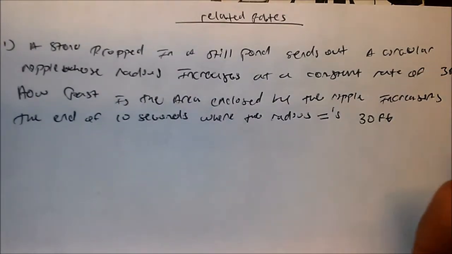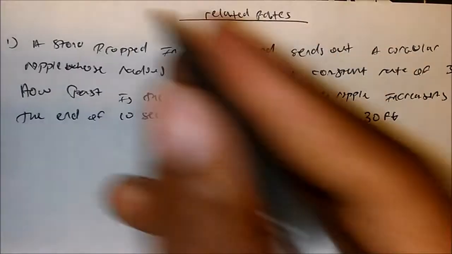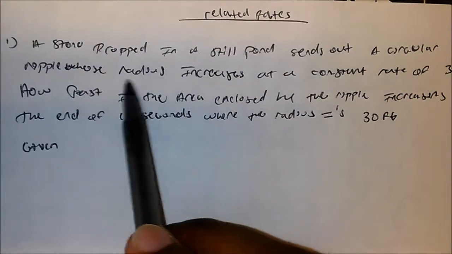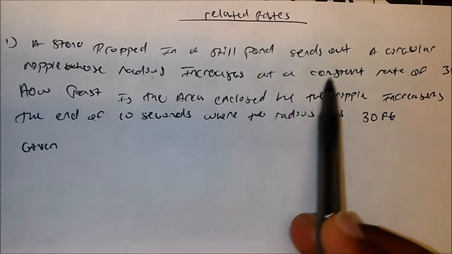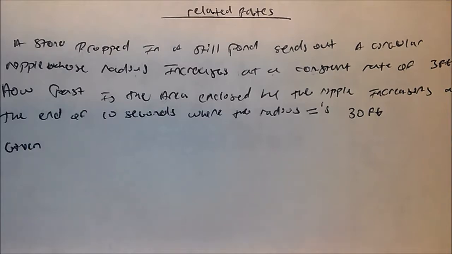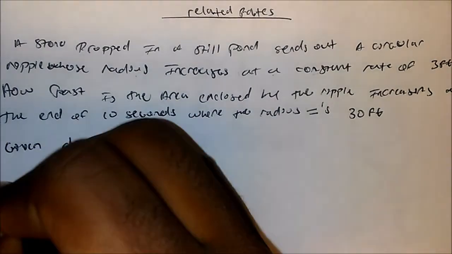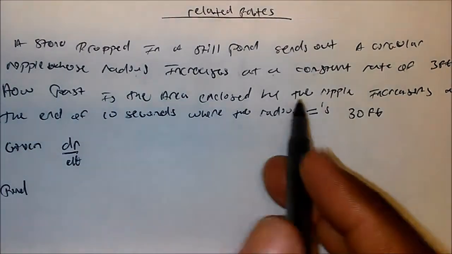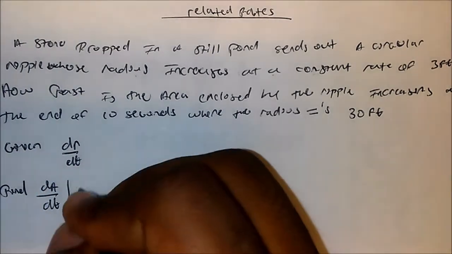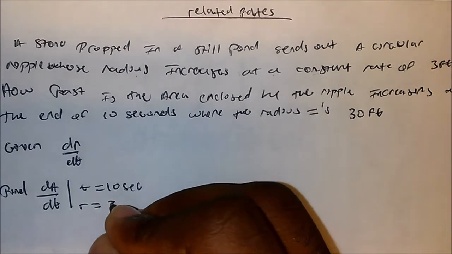So the first thing I like to do with these problems is find a find and a given. So what am I given? Notice how they told me the radius increases at a constant rate of 3 feet per second. So that will be my dr/dt. Given dr/dt, they want me to find dA/dt at the instant where the time is equal to 10 seconds and the radius is equal to 30 feet.